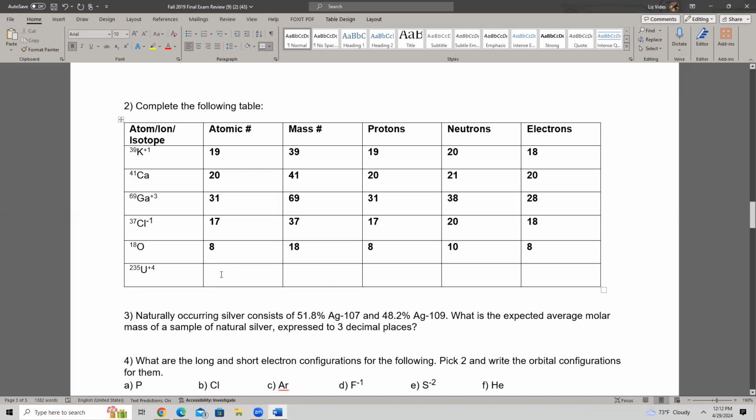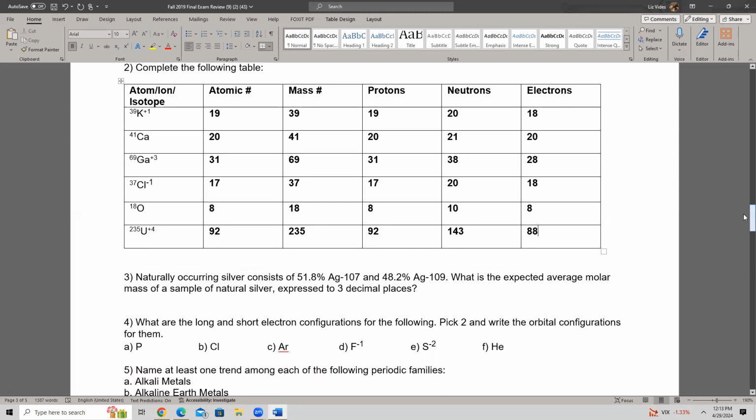Uranium is 92. That means we have 92 protons. The mass is 235, so the neutrons are 143. And then we lost 4 electrons from 92, so that means we have 88. All right, and that's that. That's the whole table. Any questions?